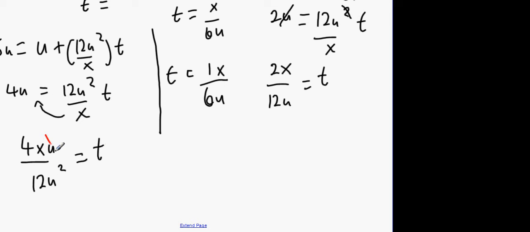u cancels with this u here, and that's going to end up being a third. Okay, so t equals a third x over u, which is the exact same thing as 2x over 6u. So we've proved that t1 is twice as big as t2.